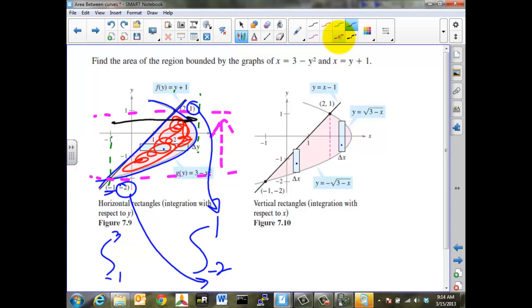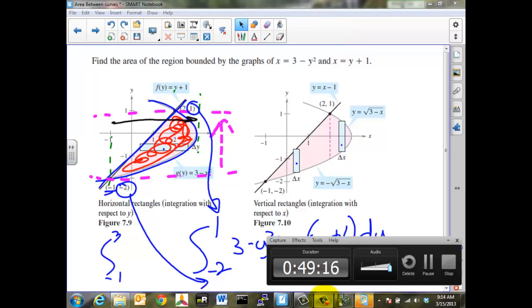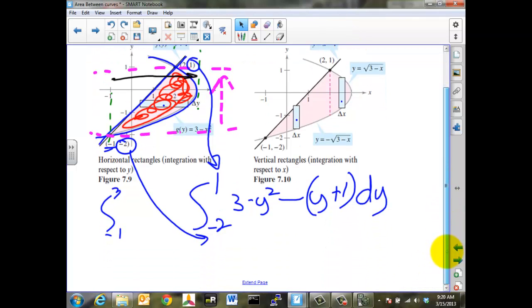Okay? Now, if we're still using our top minus bottom, what's our top function? The parabola-looking thing, the 3 minus y squared. What's the bottom one? Well, the y plus 1. Be sure and put that y plus 1 in parentheses. And now that suddenly becomes an easy problem to integrate. Okay? Let's finish this problem and then you'll have an hour to work on problems here.